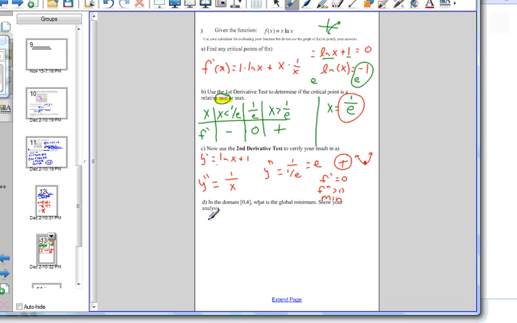So we need to find out what the value is. f of 1 over e equals 1 over e times the ln of 1 over e. And if you have trouble figuring this out, let's actually put this on another page so that we can see it a little bit more clearly.